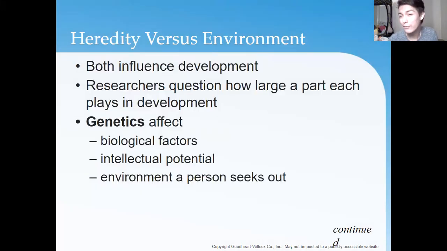So they both can influence one's development. So both hereditary and environmental factors can affect one's development. So researchers question how large a part each plays in development. So which one affects a person more, the heredity or the environment? In addition to that, genetics. Genetics affect biological, intellectual, and environmental factors.